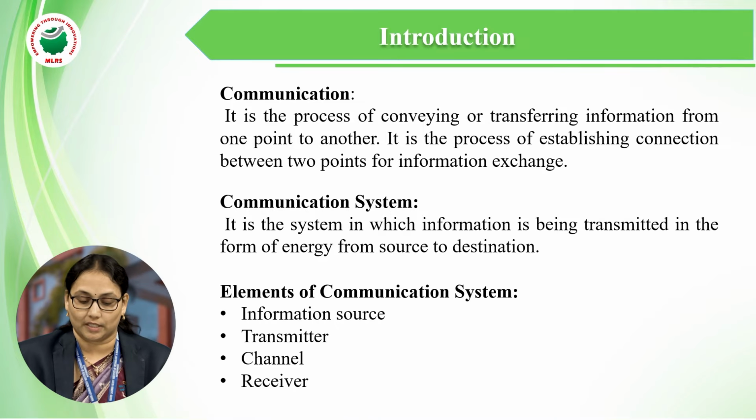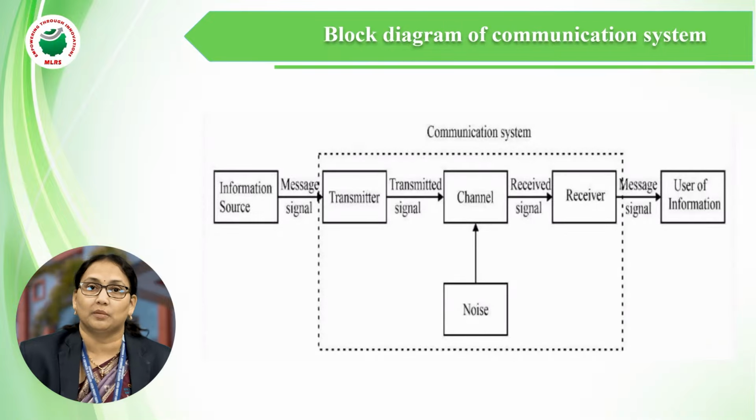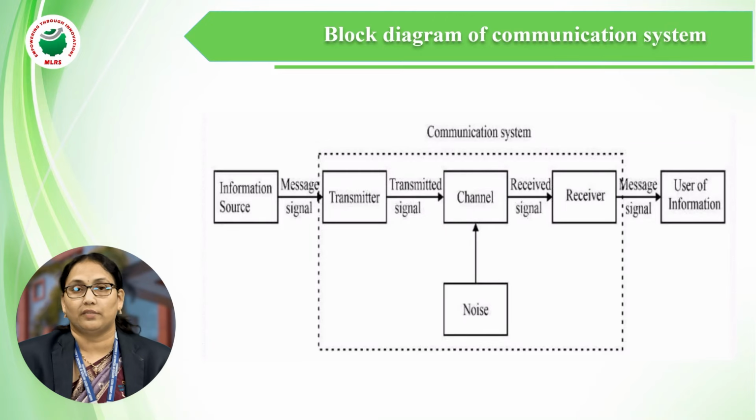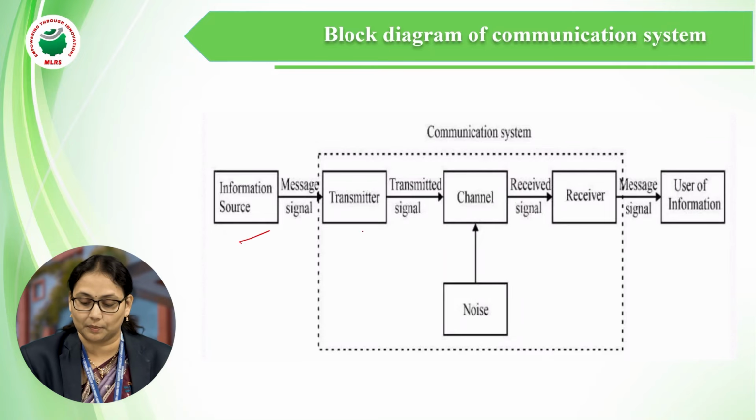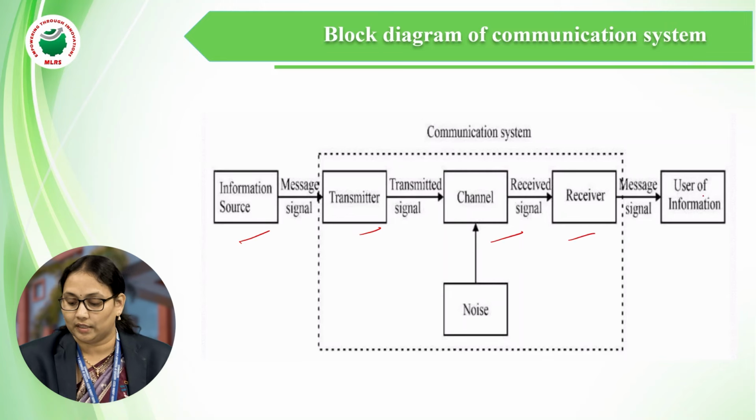So communication systems. It is the system in which information is transmitted in the form of energy from source to destination. In a communication system, the basic elements are information source, transmitter, channel, and the receiver. This is the block diagram of a communication system. So in every communication system, the basic elements are information source, transmitter, channel, receiver, and the user of information. This is nothing but the destination.